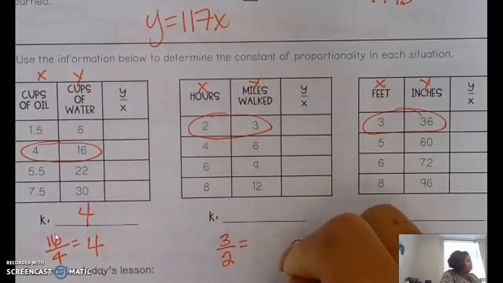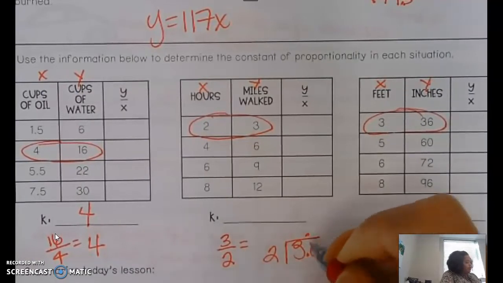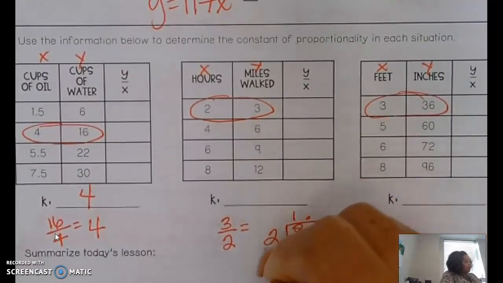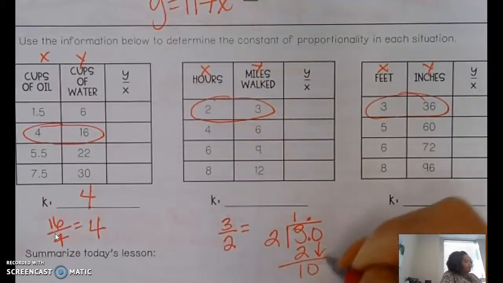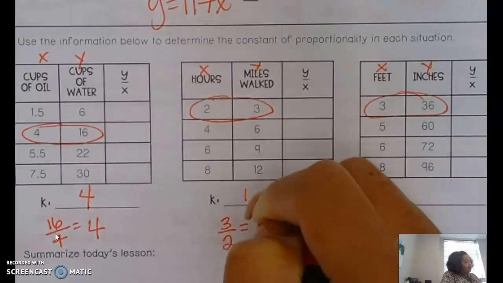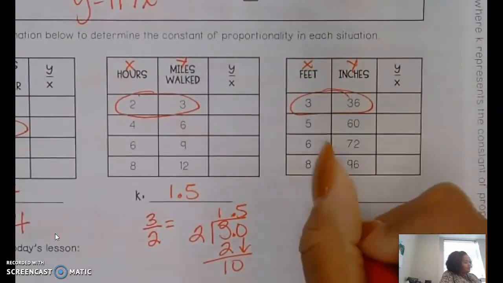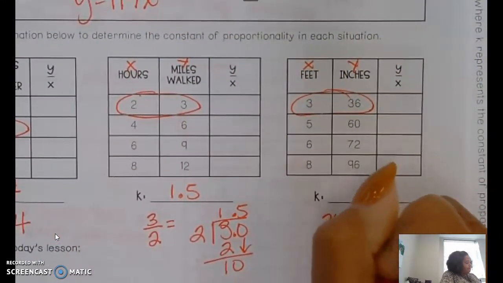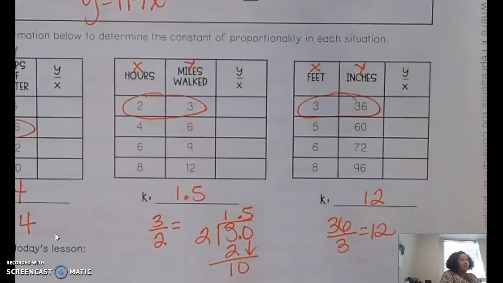3 divided by 2, 3 goes in, 2 goes out. 3 divided by 2 is 1. 1 times 2 is 2. Bring down a 0. 2 into 10 is 5. 1.5. And then here, 36 divided by 3 is 12. 12 is my constant of proportionality here.